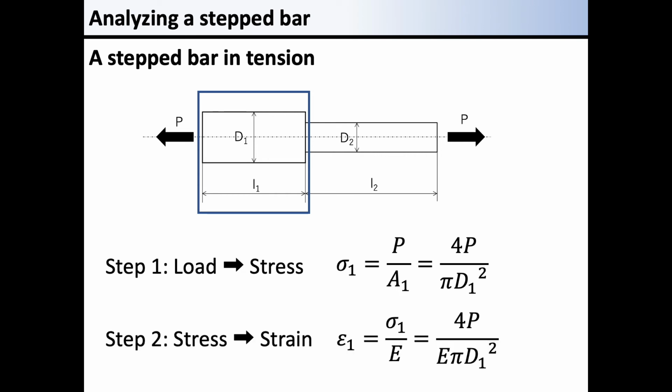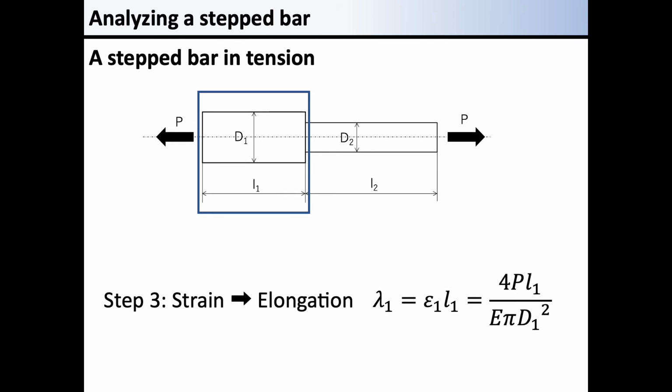The strain is then obtained by dividing the stress by Young's modulus. This is Hooke's law. From the formula sigma equal E epsilon, we calculate the strain. We get the result. Then, we calculate the elongation.